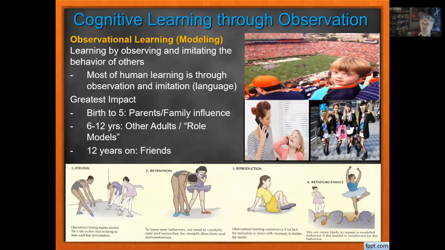Observational learning, and again, this is latent learning. This is where most of our learning comes from. It's also known as social psychology. We learn by observing and imitating the behaviors of others. Most of human learning is through observation and imitation, including language and the way we dress.